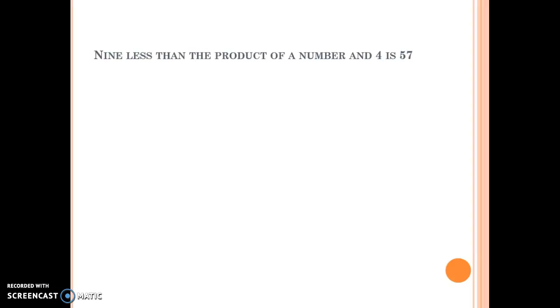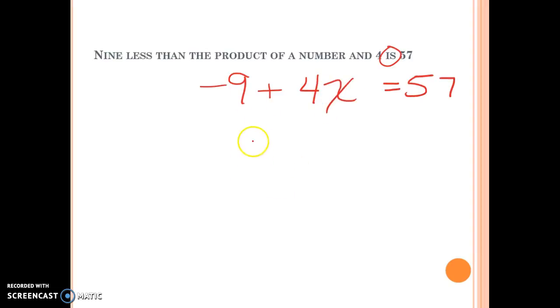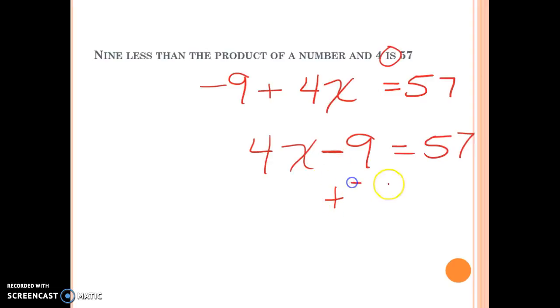9 less than the product of a number and 4 is 57. So we are translating this into math. Look for the is. That is our equal sign, 57. 9 less. You can write it either as -9. 9 less than the product of a number and 4. We are going to multiply 4 times a number, or you could write it 4x minus 9 is equal to 57. These are equivalent statements. Remember that minus or subtract is the same thing as addition of the opposite.